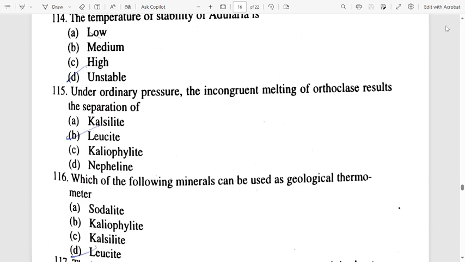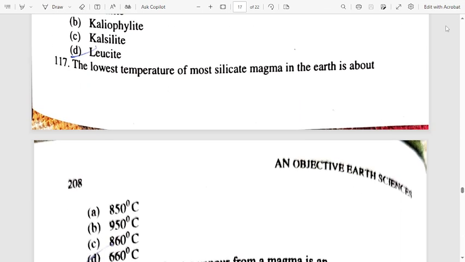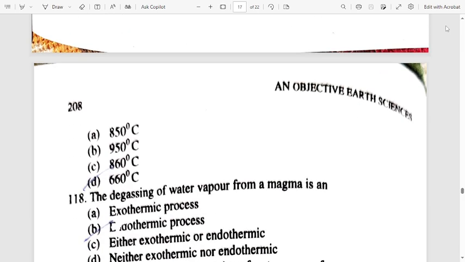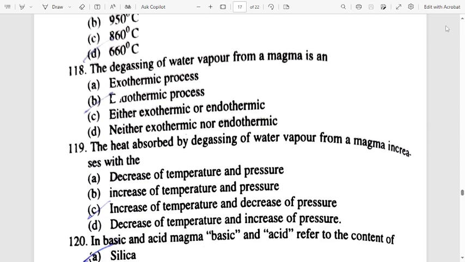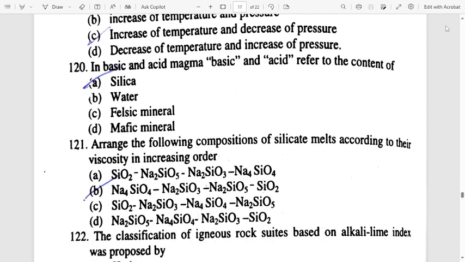Which of the following minerals can be used as geological thermometer? Leucite. The lowest temperature of most silicate magma in the earth is about 660 degrees centigrade. The degassing of water vapor from a magma is an endothermic process. The heat absorbed by degassing of water vapor from a magma increases with the increase of temperature and decrease of pressure. In basic and acid magma, basic and acid refer to the content of silica.